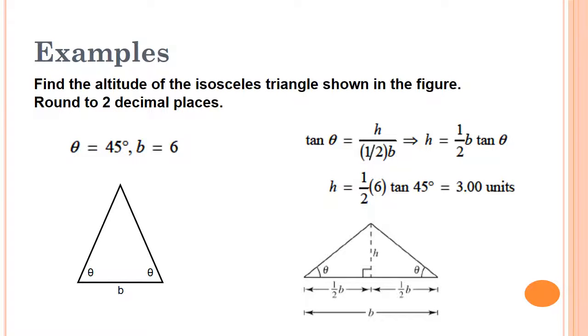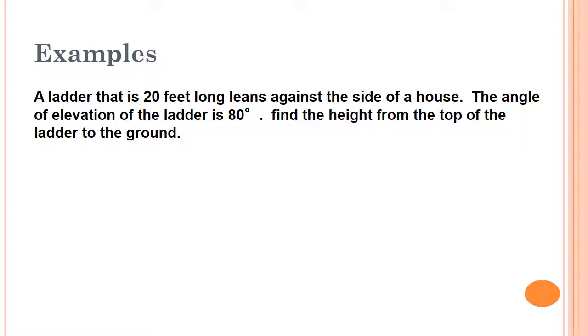Okay, so a little illustration here. We know that half of b is going to be 3. So actually I just put half of 6, but we know that's 3. And then we're going to use the tangent of the 45-degree angle to solve for h, and that gives us 3.